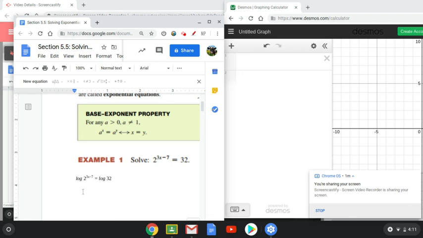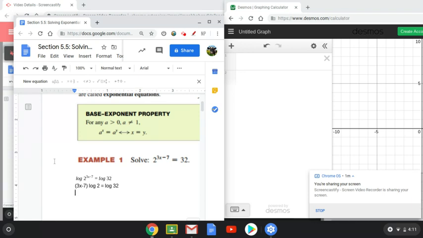So what I can now do is I can say I have 3x minus 7, I can swing it down front, times log of 2 equals log of 32. Okay? So what I've just done is I've taken that x out of the exponent. Now it's a lot easier to deal with. So how do I now get x by itself? And there's a couple steps here.